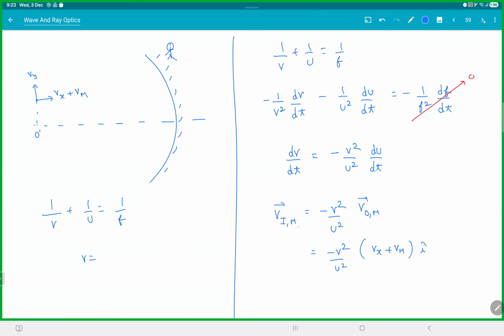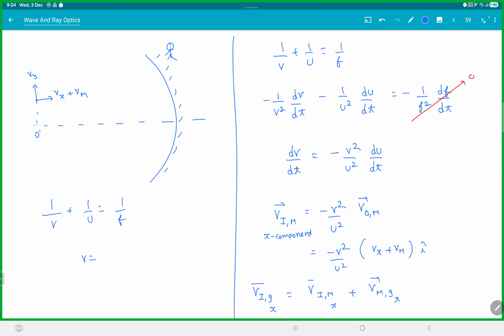This gives you only the x component. This does not give you the vertical direction because u and v are horizontal distances, right? So velocity of the image with respect to the ground in the x direction will be velocity of the image with respect to the mirror in the x direction plus velocity of the mirror with respect to the ground in the x direction. This gives you only the x component. Clear with this?